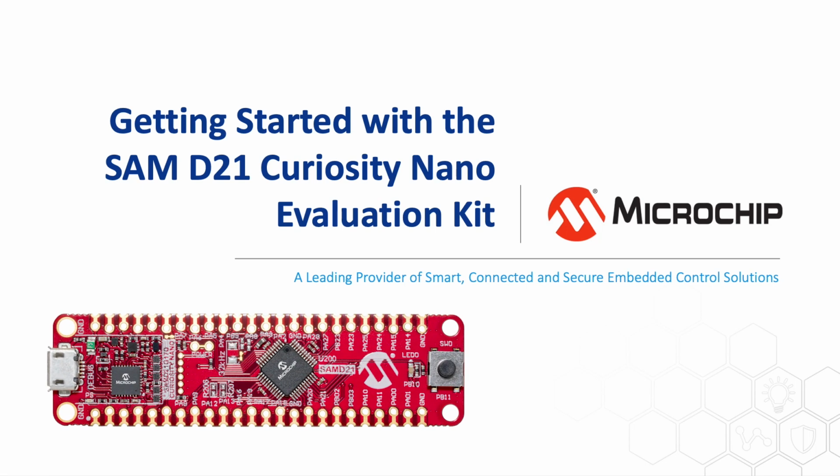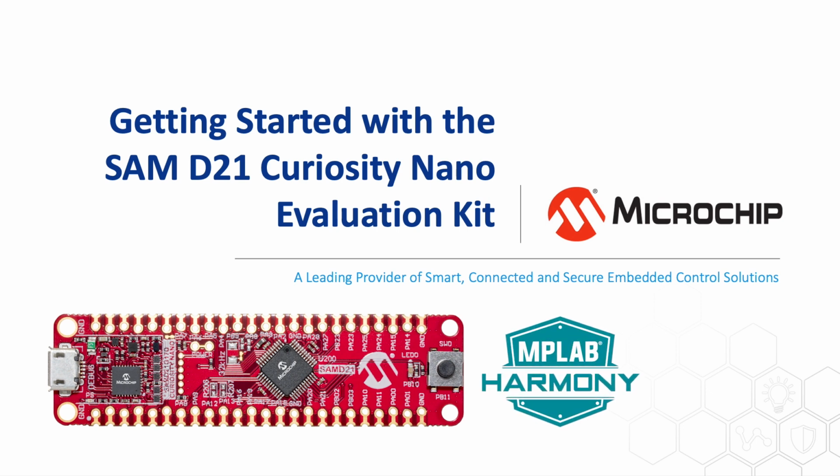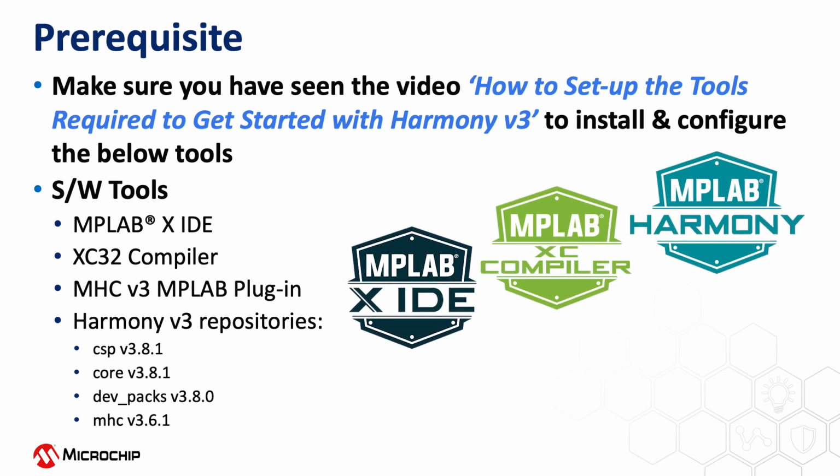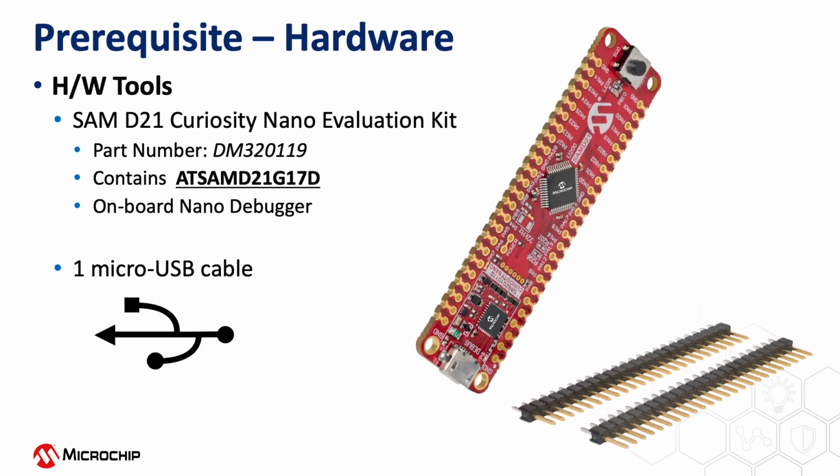In this video, we will show you how to get started with the SAM D21 Curiosity Nano Evaluation Kit using MPLAB Harmony version 3. If you are new to Harmony version 3, be sure to watch our video, How to Set Up the Tools Required to Get Started with Harmony version 3. This project is based on the SAM D21, our Cortex M0 Plus microcontroller. For this video, we will use the SAM D21 Curiosity Nano Evaluation Kit that contains the SAM D21G17D microcontroller.